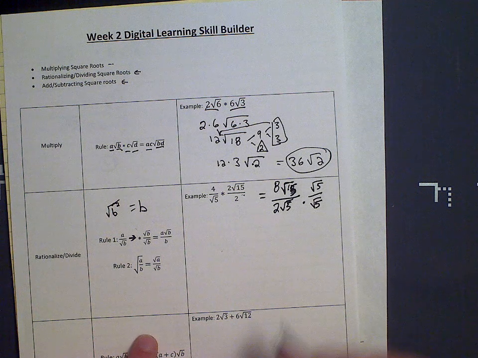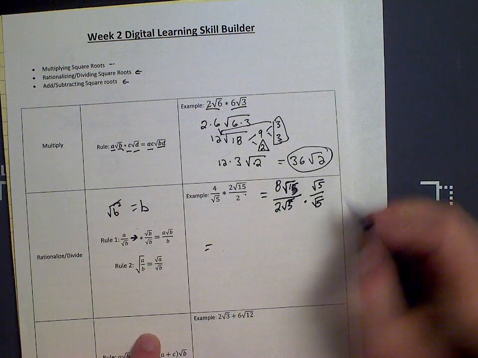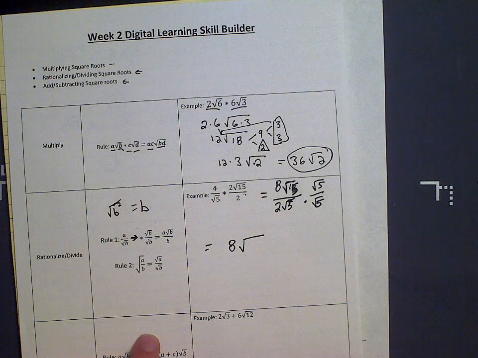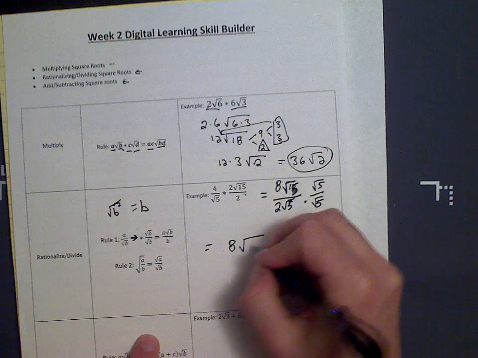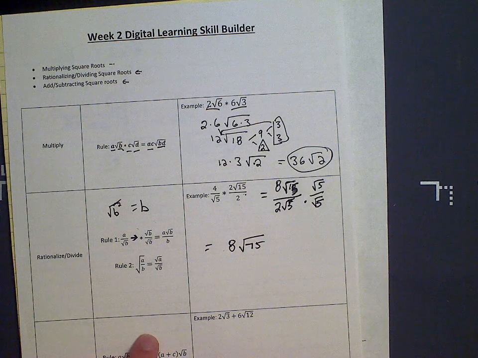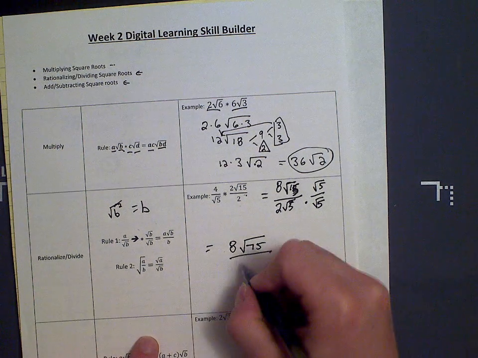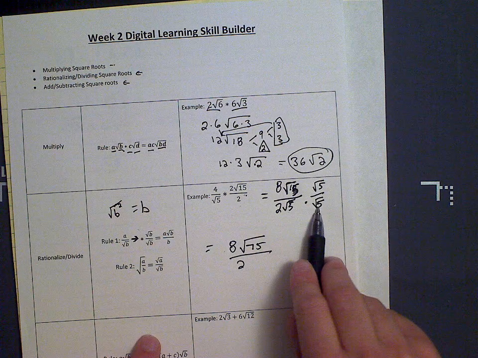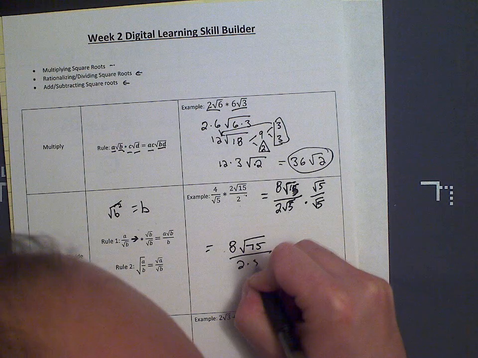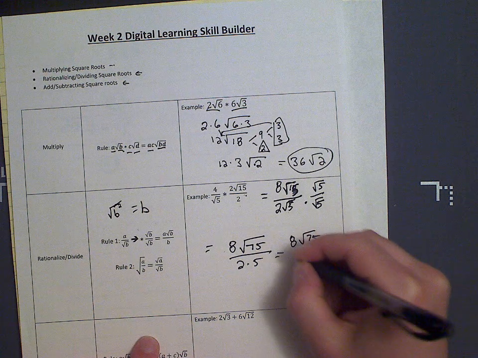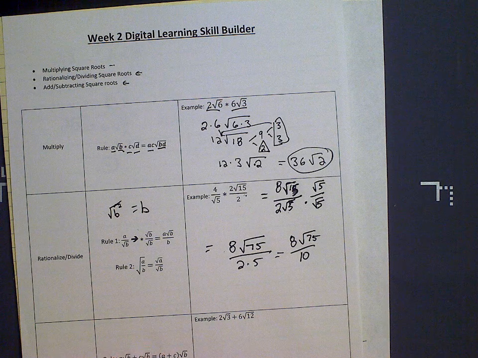And that's going to give us, on the top, 8 square root of 75. And on the bottom, it's going to give us 2, and then square root of 5 times square root of 5 is just 5, so 2 times 5, which is 10. So we have 8 square root of 75 over 10.